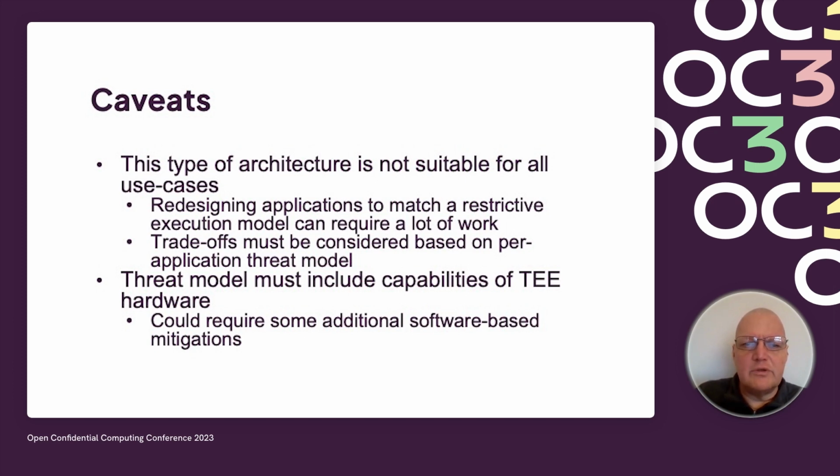Another point to note is that the trusted execution environment cannot defend against all possible attacks. So it's important to understand the threat model for an application and consider adding additional software defenses if needed. An example could be implementing something like oblivious RAM if there is a concern about leakage through memory access patterns.